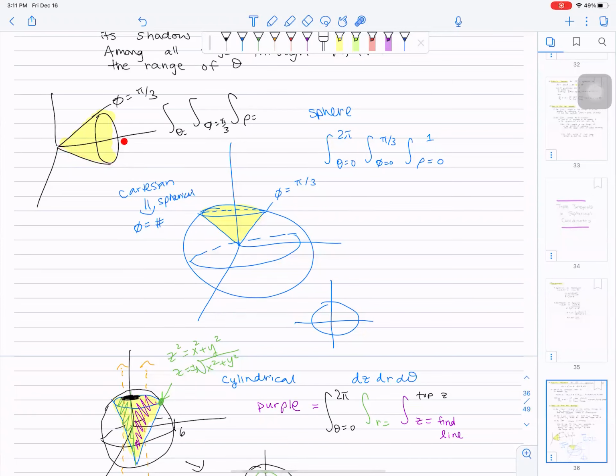What is that angle? It's pi over 2 plus pi over 3. So this entire angle here is pi over 2, 90 degrees, plus pi over 3, which is 3 pi over 6 plus 2 pi over 6, 5 pi over 6. So those are some ways that phi could be changed.